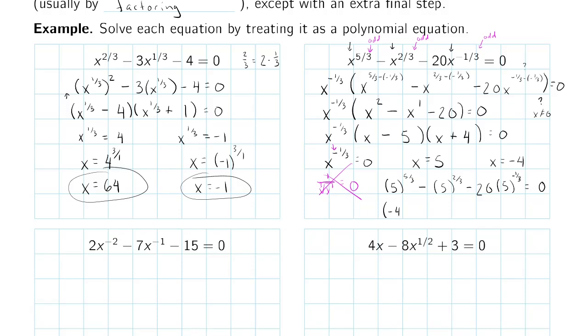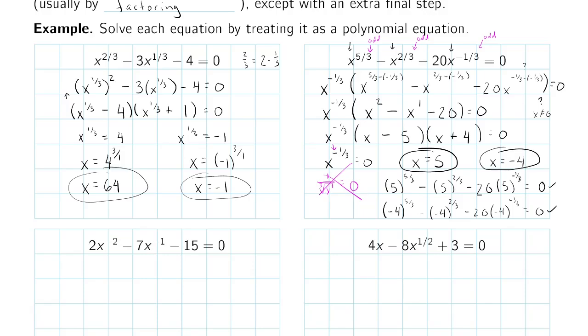If I take negative 4 to the 5/3 minus negative 4 to the 2/3 minus 20 times negative 4 to the negative 1/3. Do I really get 0? Yeah, in both cases, I really do get 0 if I just throw all of that into the calculator. So it's actually fine. 5 and negative 4 really are the solutions to that equation.